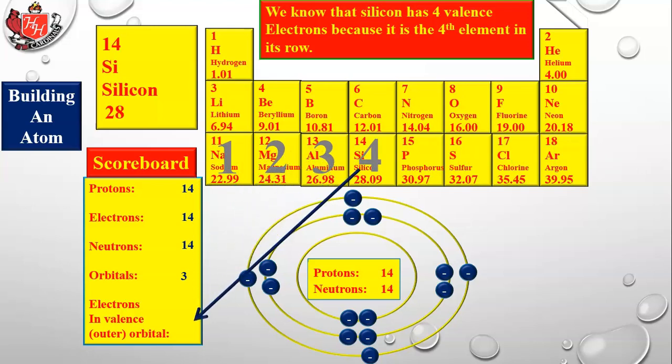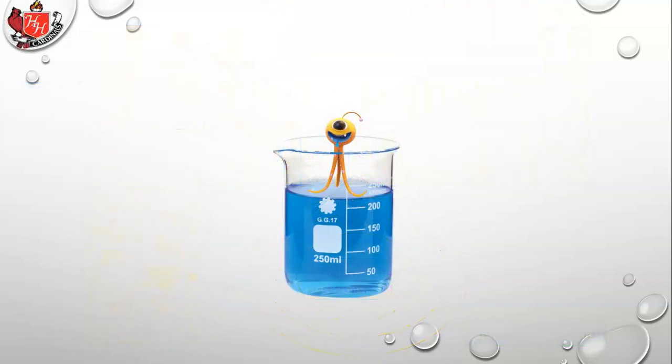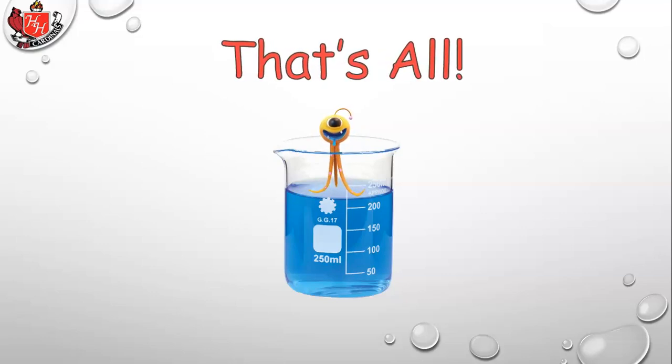So now we can go ahead and fill in the scoreboard, and there goes the 4 down there for valence electrons. And so everything is complete, and that's it for silicon. All right. Okay, so that takes care of a fairly lengthy lesson on discovering the atom and how you can read the periodic table to actually construct an atom.